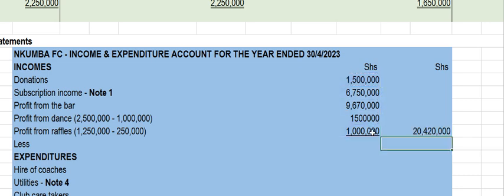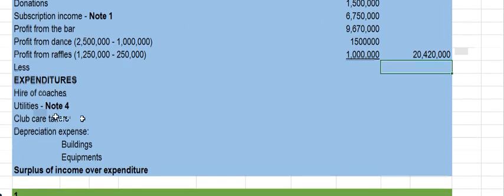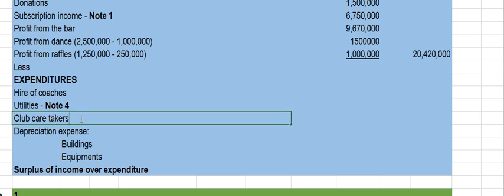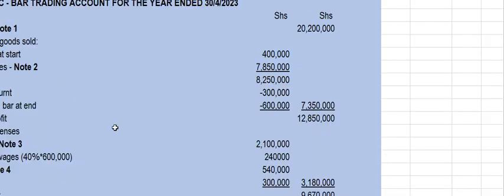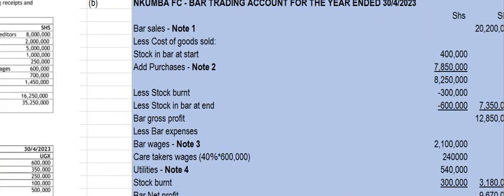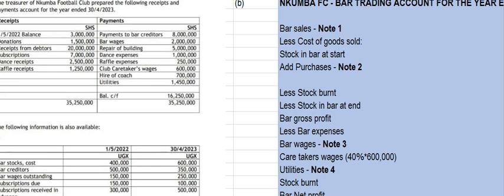So in the income and expenditure account, get the total incomes, then minus the expenditures. Total incomes, we have 20,420,000. You have 20,420,000 as your total incomes. Then you have to list the expenditures. But now, what are the expenditures? Of course, we have club caretakers wages.